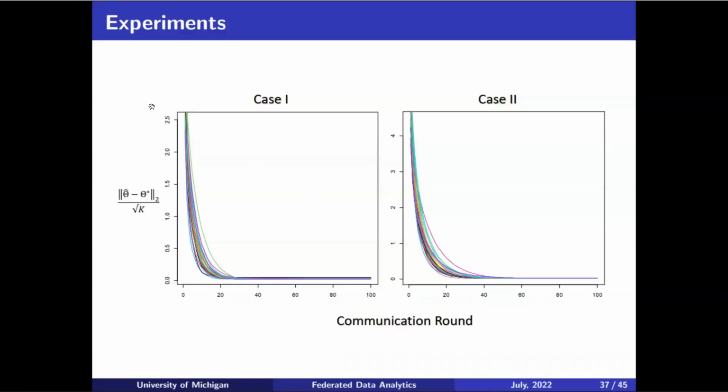In this figure, I plot the convergence results for our algorithm 2. Here, theta hat represents the estimated parameter, and theta star represents the true parameter. As you can see, our algorithm converges very fast. For case 1, where we have balanced sample size, we usually converge within 20 communication rounds. And for the second case, even with the imbalanced sample size, our algorithm still converges within around 40 communication rounds. Overall, our algorithm is fast to optimize.